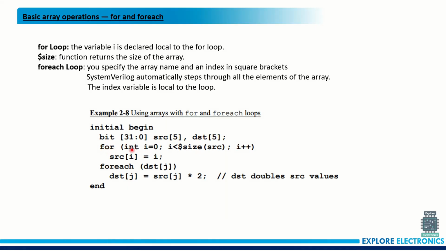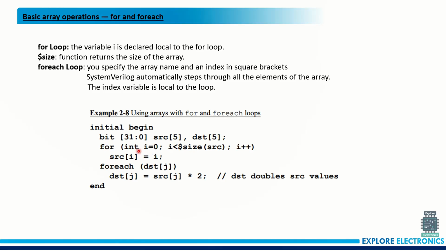And by utilizing a for loop, for int I is equal to 0, internally for a for loop this I is an integer type. int I is equal to 0 and I less than $size of SRC, I plus plus. We can say I is less than $size of SRC, since the source array will be having 5 elements. So we are checking whether I is less than that or not in every iteration. This $size will give us the information of how many elements are there in this array SRC. So this function returns the size of the array. So we are directly checking that I is less than 5.